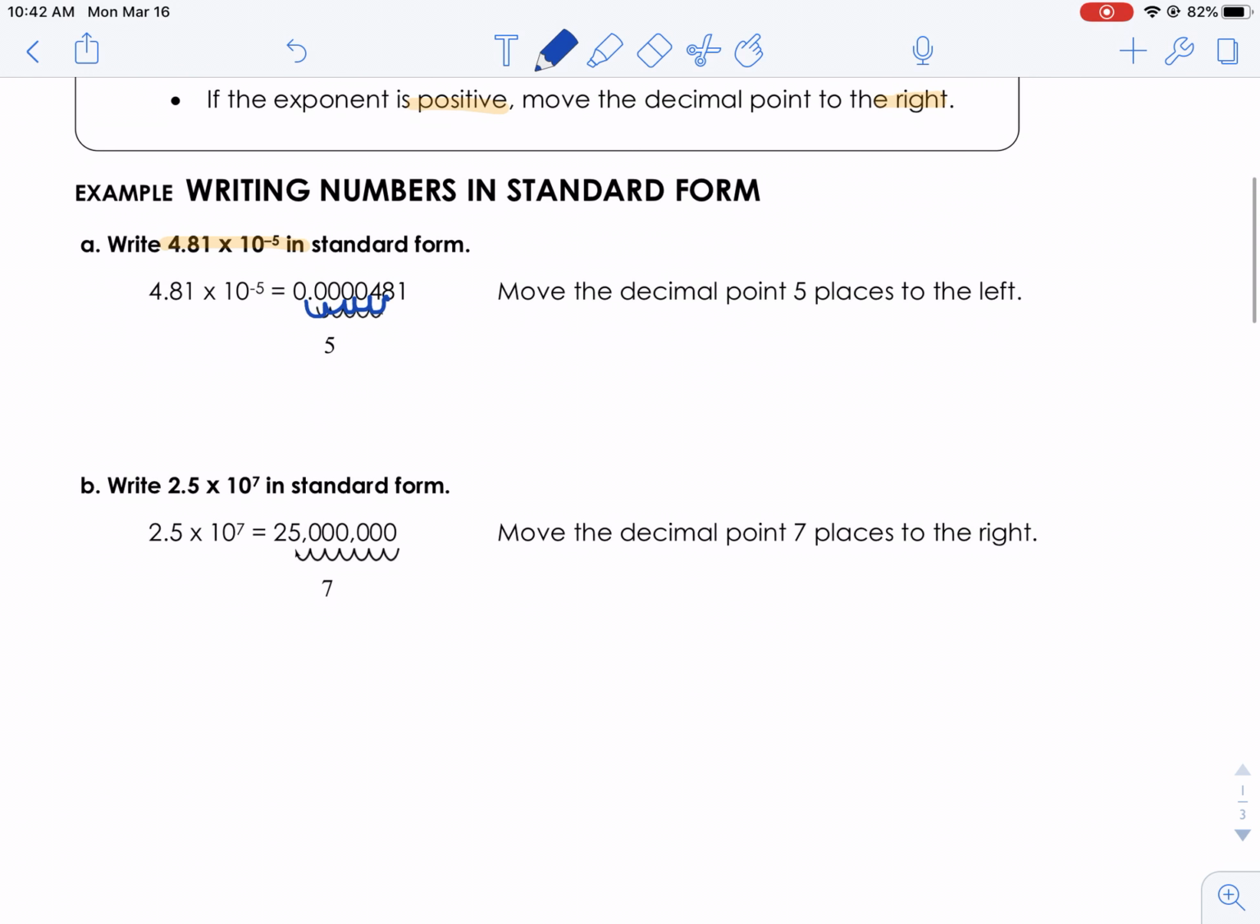The next one is 2.5 times 10 to the 7th. Again, 10 to the 7th, that positive 7 indicates that your number is going to be very large. So we would take our decimal from between the 2 and the 5 and move that 7 places to the right, and then that's where it would land.